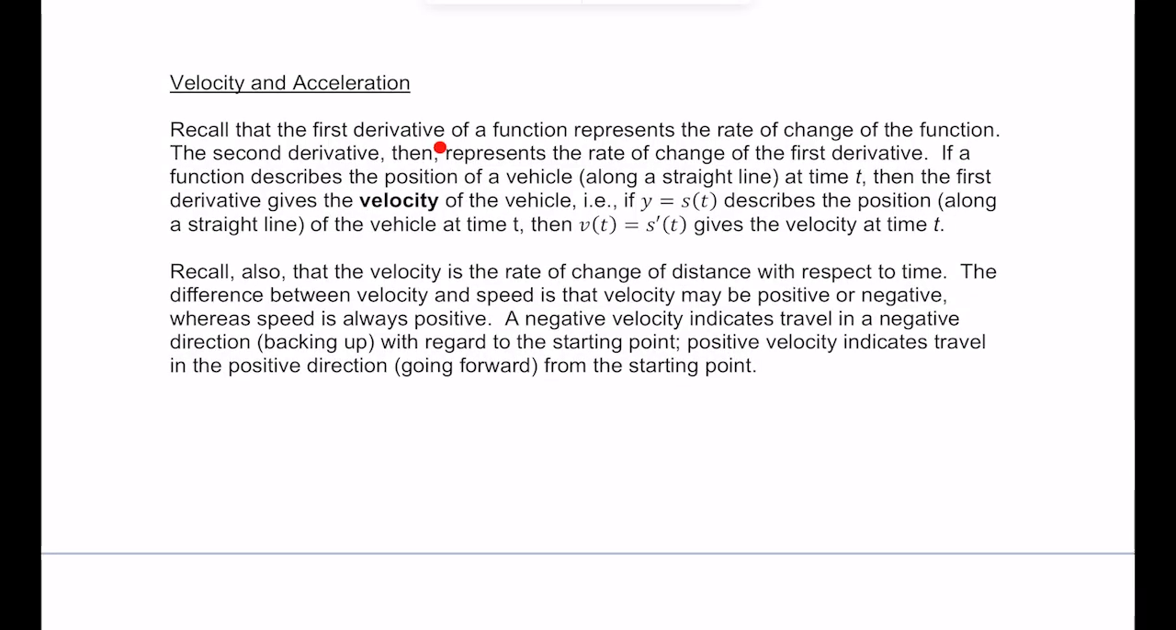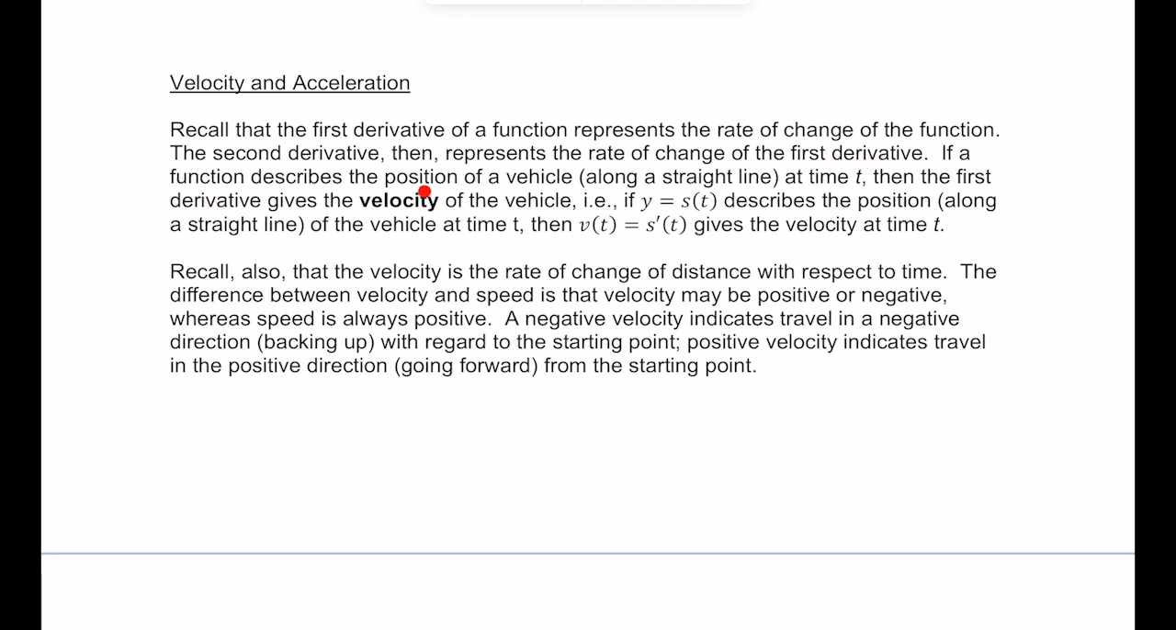I'd like you to recall that the first derivative of a function, remember, represents the rate of change of the function. Okay, rate of change is just slope, right? Derivatives and slopes are related. The second derivative then represents the rate of change of the first derivative.